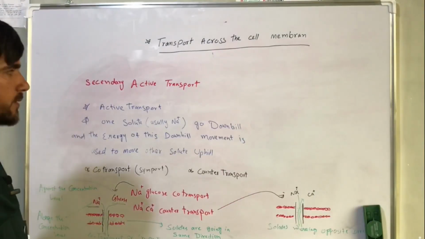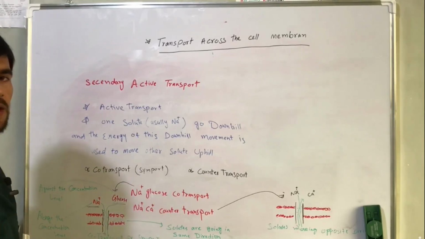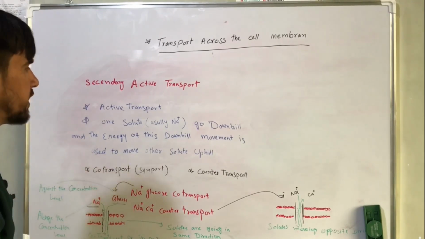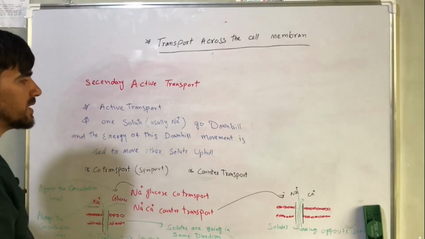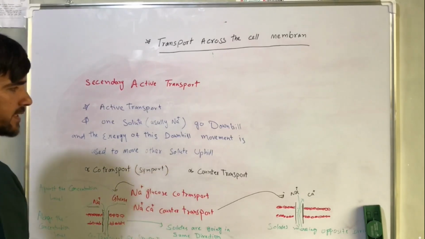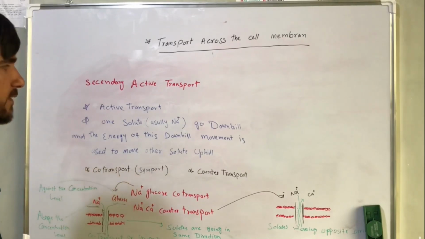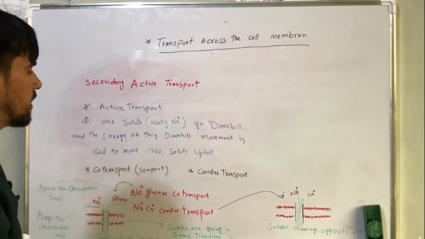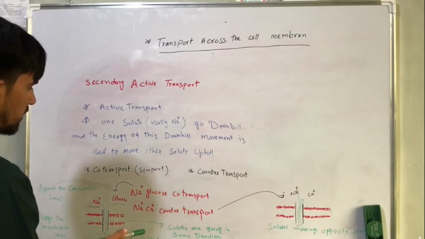Now secondary active transport. This is also an active transport. It means it requires energy, but not ATP. It uses energy from another mechanism. In secondary active transport, one solute, usually sodium, goes downhill, and the energy of this downhill movement is used to move another solute uphill. As we said before, secondary active transport is divided into two types: co-transport and counter-transport.